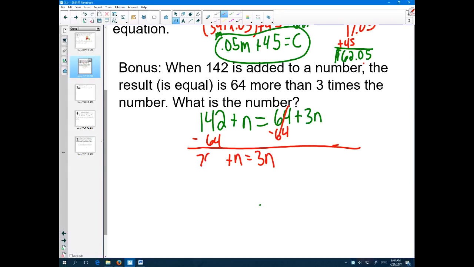78. Now remember I said I want to get the n's all to one side, so I'll subtract this one. Do the same to that side. Just like ratios, what you do to one, you must do to the other. 2n. The opposite of multiplying by 2 is to do what? Dividing by 2. So what's 78 divided by 2?